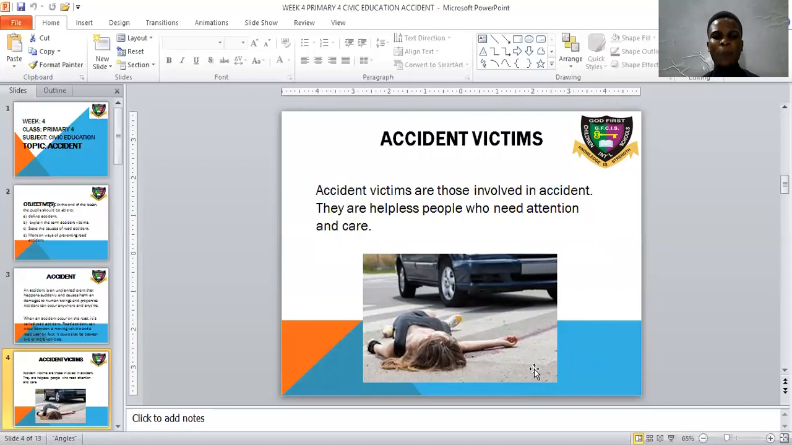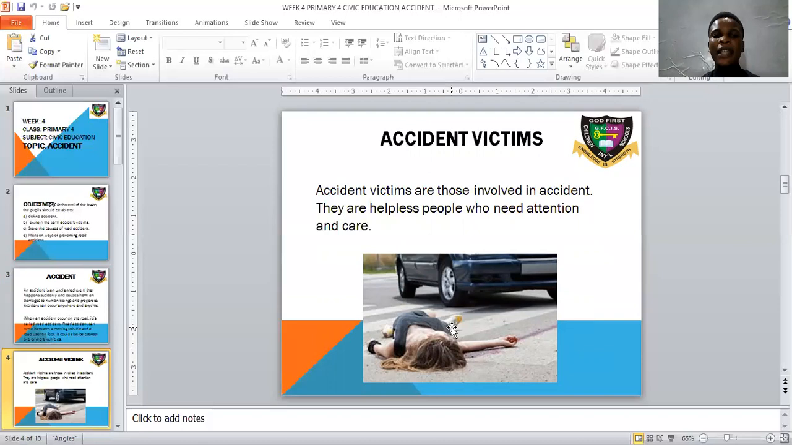They are helpless people who need attention and care. Look at the woman in this diagram. This is a diagram of an accident victim. She needs help, isn't it? Yes, she's helpless. She cannot save herself. She has been knocked down by a car. So she needs help. That's why they call them helpless people. They cannot help themselves, and they need attention urgently. They need attention and care.